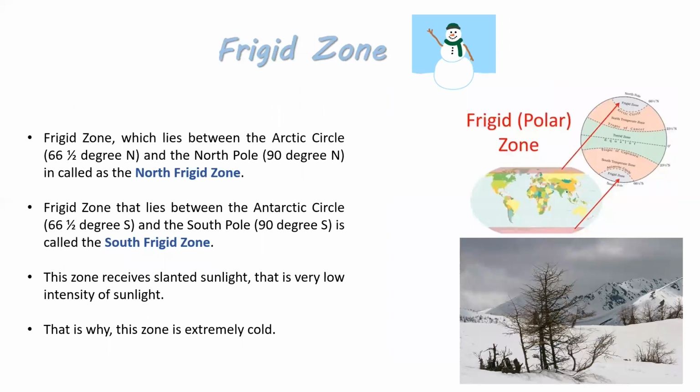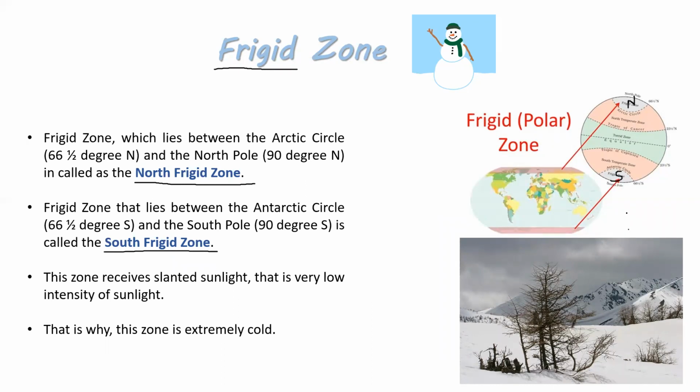Next we have the frigid zone. So remember frigid from the word fridge or freeze. That means the frigid zone is the coldest zone. So where does the frigid zone lie? The zone which lies between the Arctic Circle and the North Pole is called the North Frigid Zone. Now, this is the North Frigid Zone. And the zone which lies between the Antarctic Circle and the South Pole is called the South Frigid Zone. So this one is the South Frigid Zone.